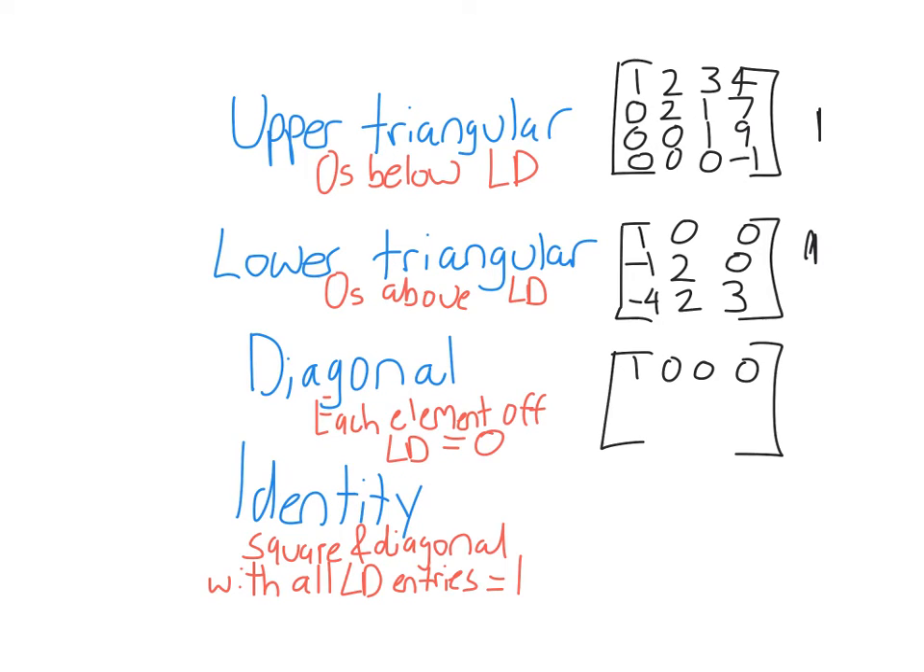So something like this is a diagonal matrix. Every element that is not on the leading diagonal is 0. So the leading diagonal is here. So it's upper triangular because all of the entries below the leading diagonal are 0, and it's lower triangular because all the entries above the leading diagonal are 0. Okay, so a diagonal matrix has all elements off the leading diagonal equal to 0. So these are very important definitions.